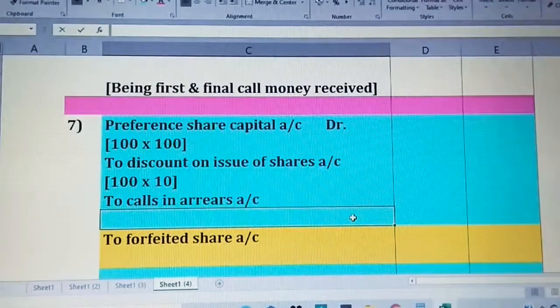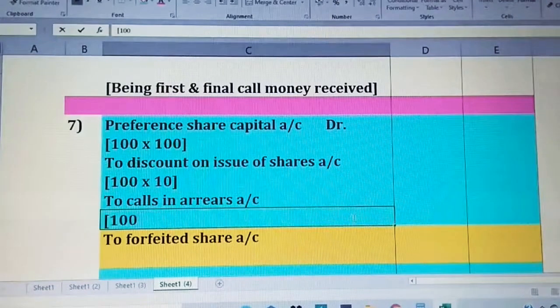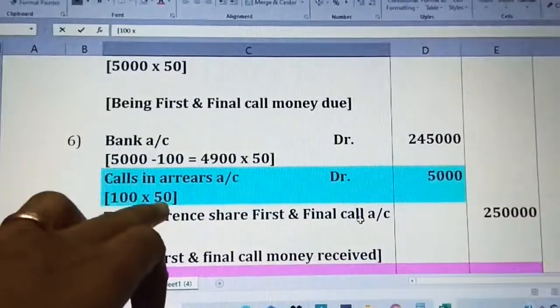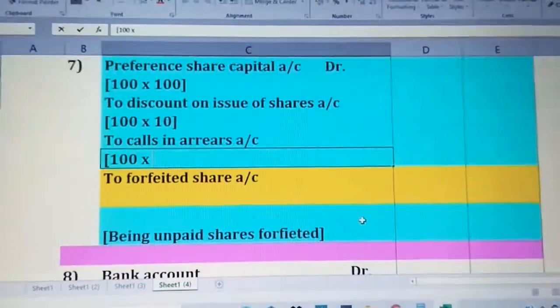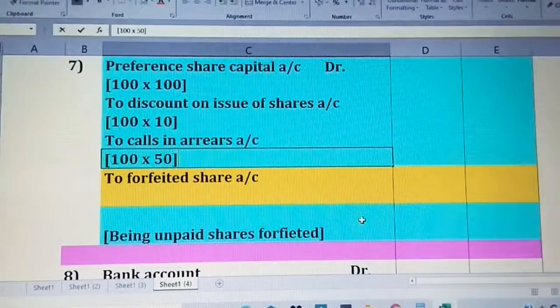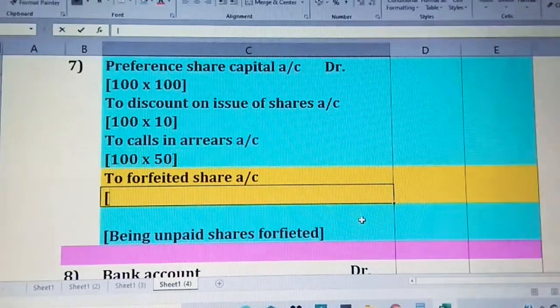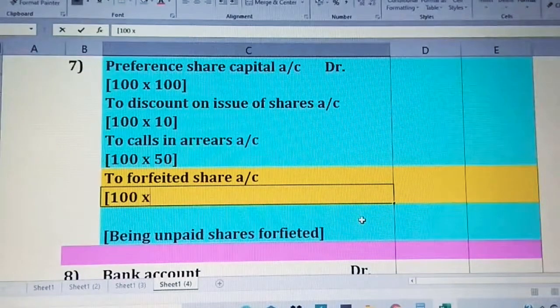Then calls in arrears rate. What is the calls in arrears? 100 into 50. So what you have taken there, the same you have to copy. Now going for the forfeited cancellation. We don't know how we are going to take it.